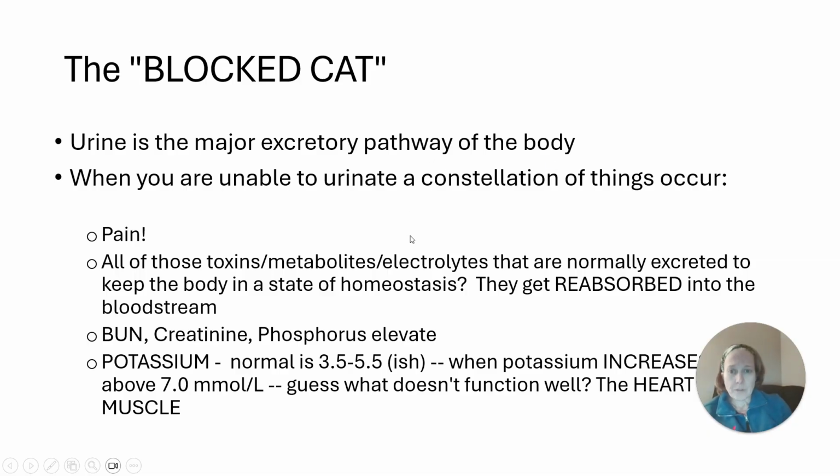So urine is a major excretory pathway of the body. When you cannot pee, A, it hurts.